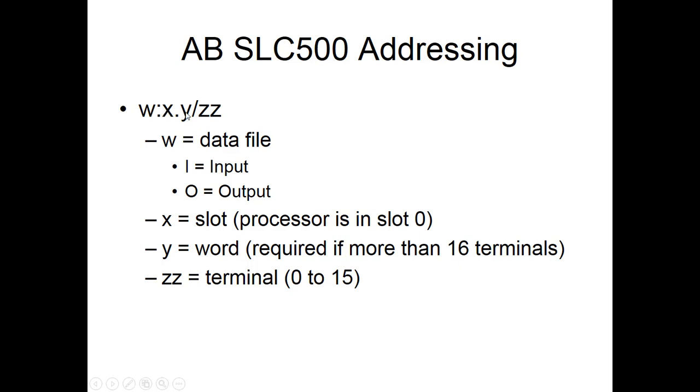Y is the word. This is required if there's more than 16 terminals. Ours don't have more than 16 terminals, so you could put a 0 in here, or you could just leave this part blank, and you could just put dot, you know, 0, 1, 2, 3, up to 15. But you could have a 32-point input card. The problem with the 32-point input card is that the screws are really small. It is hard to make connections on a 32, but if you did, you'd have to put a number here, 0 and a 1, to designate the first 16, and then the 1 would designate the second 16 of the terminals. That's called a high-density input or output card. We're not using that, so we can just skip that word.